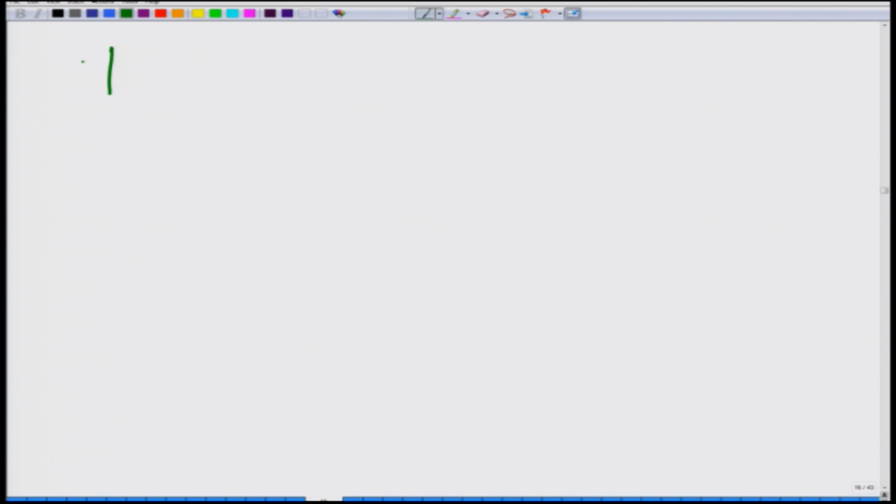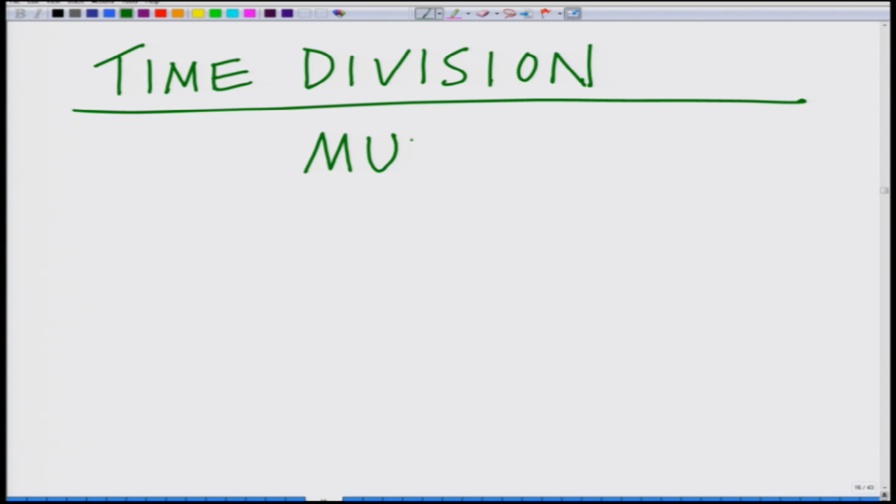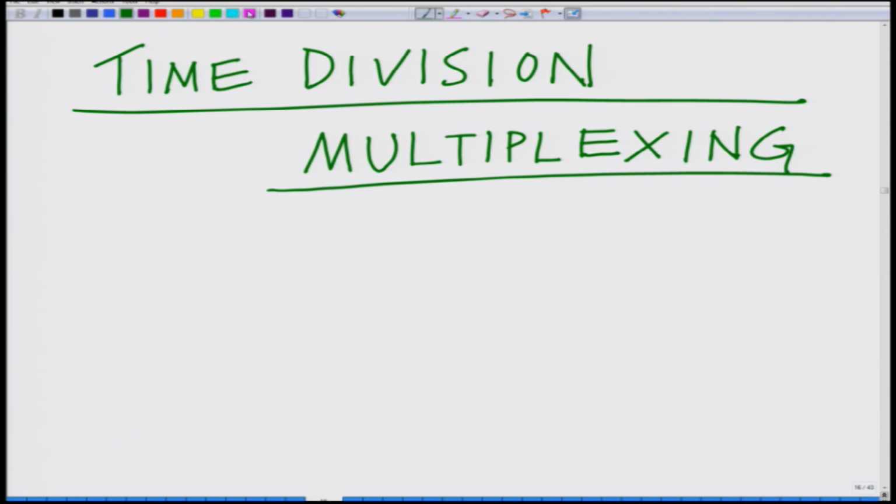So, let us look at time division multiplexing, that is TDM.